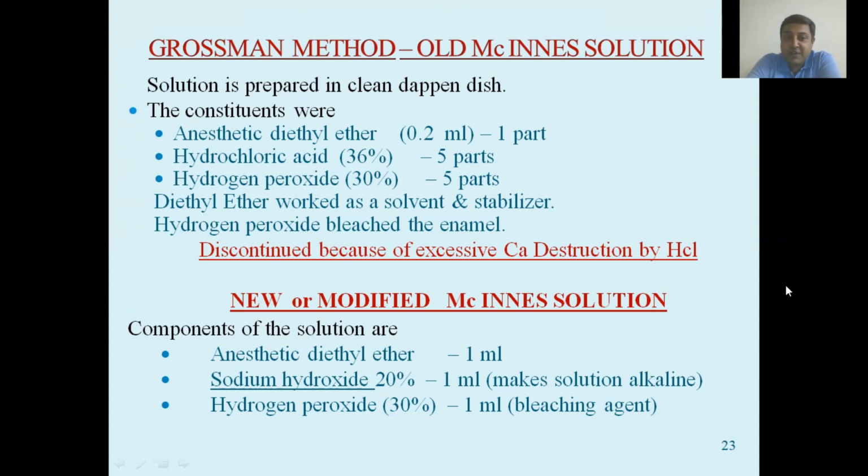A new modification was proposed by the name modified McKay's solution, and hence the treatment name comes from the name of the scientist. Its components are anesthetic diethyl ether 1 ml, sodium hydroxide 20% 1 ml, which makes the solution alkaline as compared to the old McKay solution where hydrochloric acid was present. Next comes the hydrogen peroxide 30% 1 ml, which is a bleaching agent.